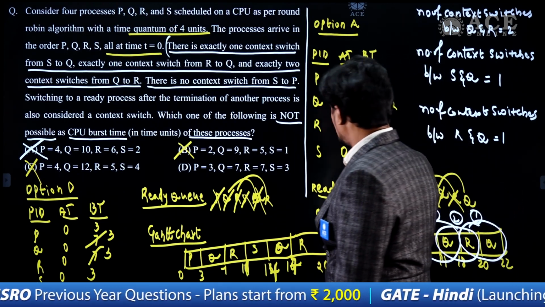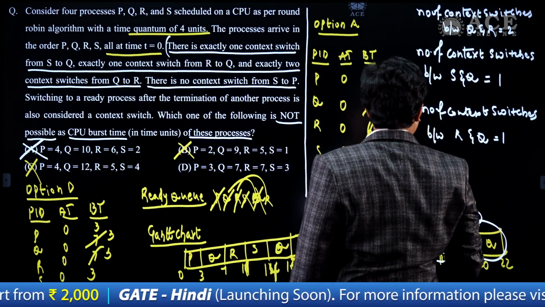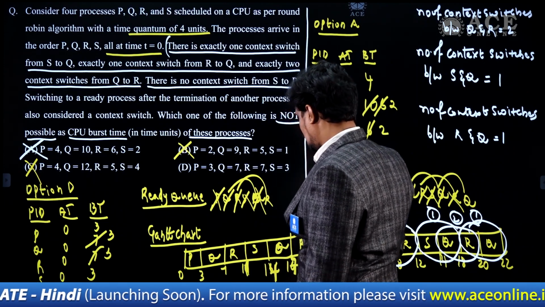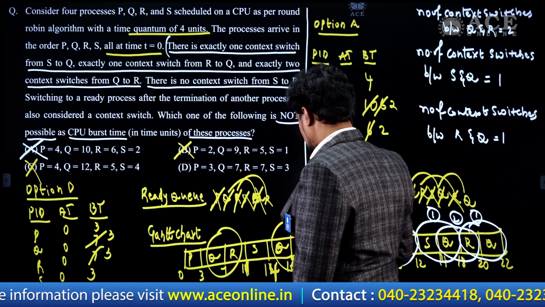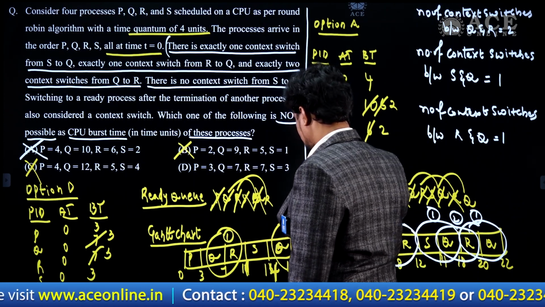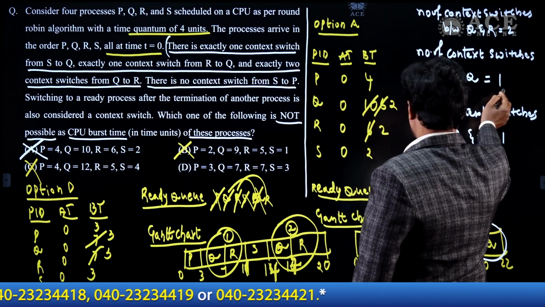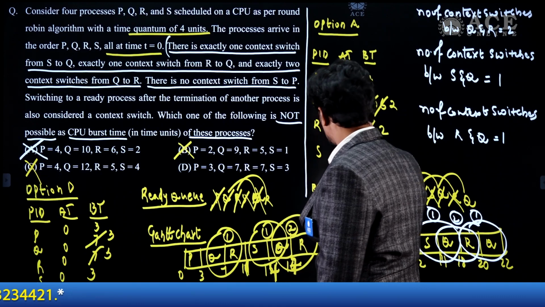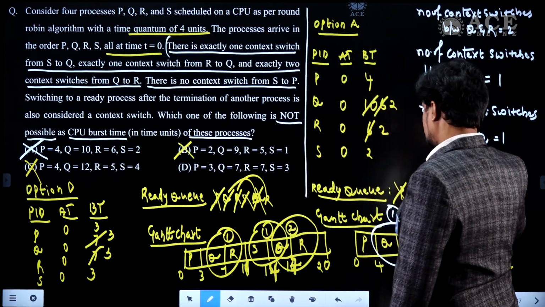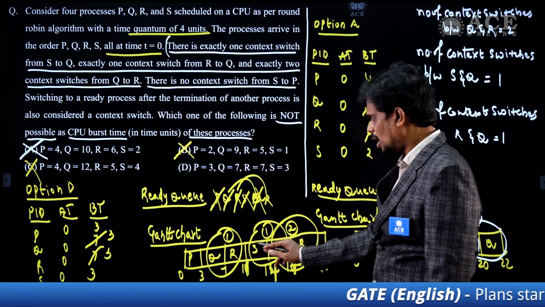Now verify according to the requirement. The number of context switches between Q and R is 2. If we verify between Q and R, the number of context switches is 2. It is satisfying this. And the number of context switches between S and Q is 1. Look at S and Q, we have 1. And the number of context switches between R and Q? Look, we don't have any context switch between R and Q.